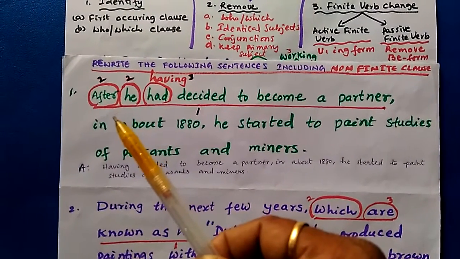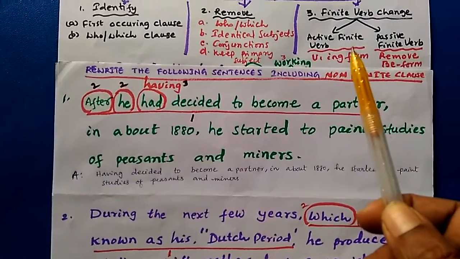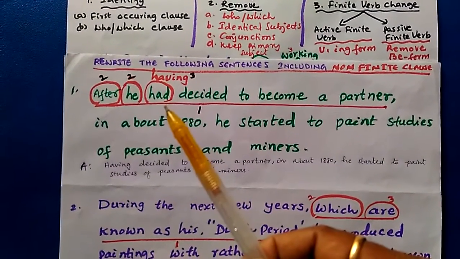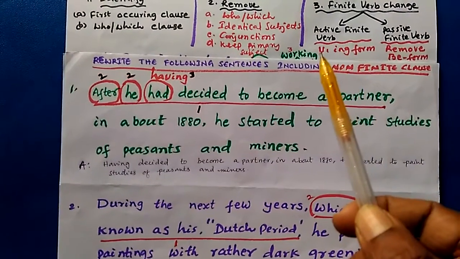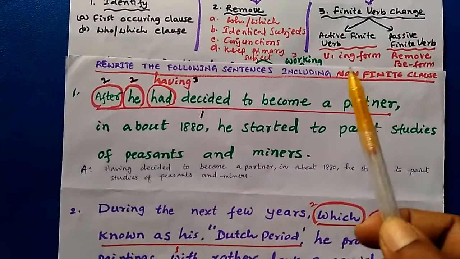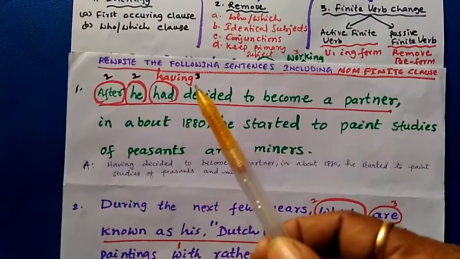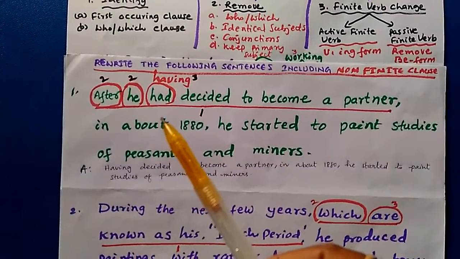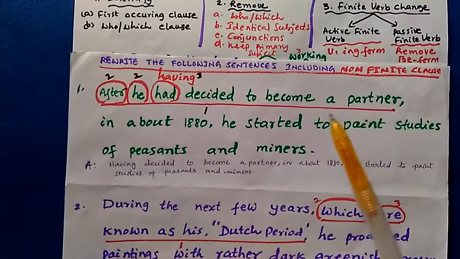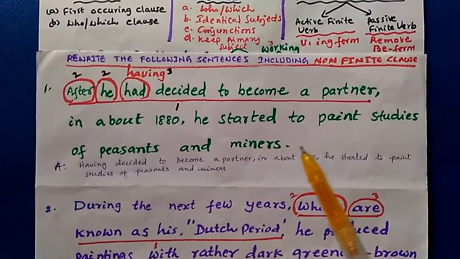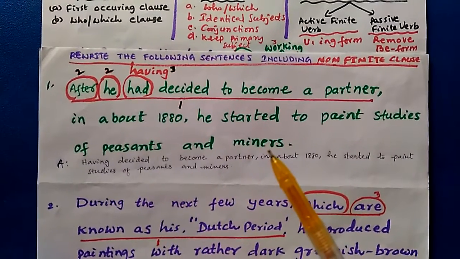And next one, third change, finite verb change. Here the verb is in active form. Whenever the verb is in active form, it should be changed into verb 1 ing form. So had has been changed into having. By doing these changes, we get the answer: Having decided to become a partner in about 1880, he started to paint the studies of peasants and miners.